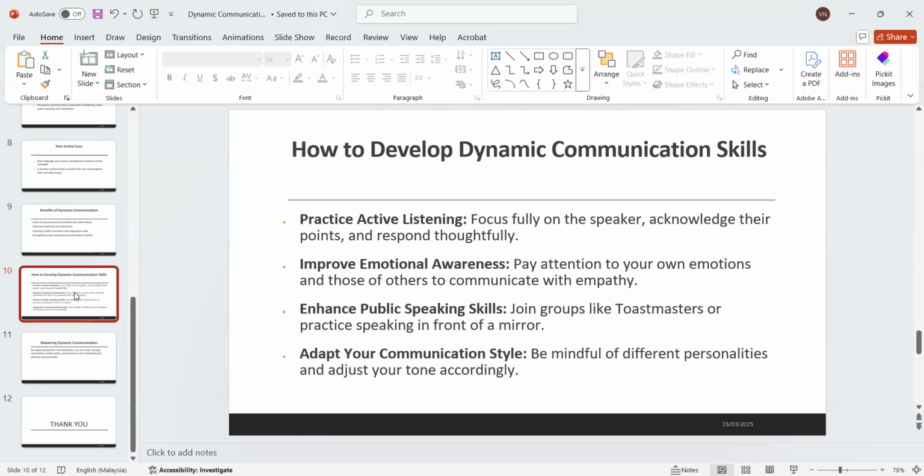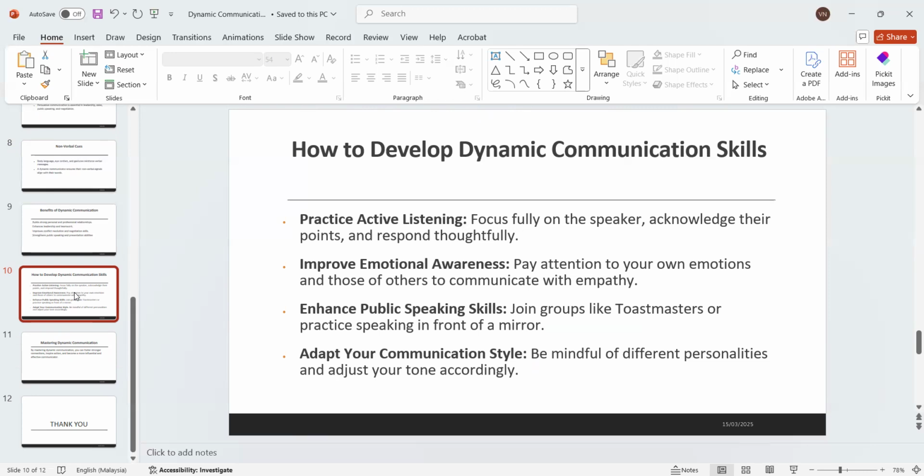2, improve your emotional awareness. This is where your emotional intelligence comes in. You must pay attention to your own emotions and regulate yourself and those of others so that you can communicate with empathy. 3, you can enhance your public speaking skills.